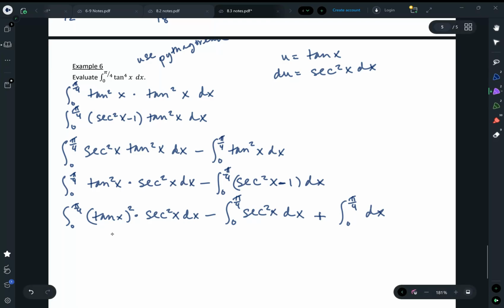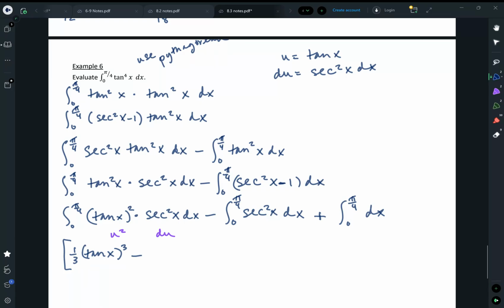So on the first one, I have a u squared and I have a du. So when I integrate, I'm just going to have tangent to the third power now. So I'm going to have 1/3 tangent x, this is all going to be to the third power, minus my second integral. I'm going to do my bounds at the end for everything, like the whole thing. And then the second one, when I integrate secant squared, that's just tangent x. So this is just going to be a tangent x. And then the last one is just going to be a plus x. And this is all from 0 to pi over 4.